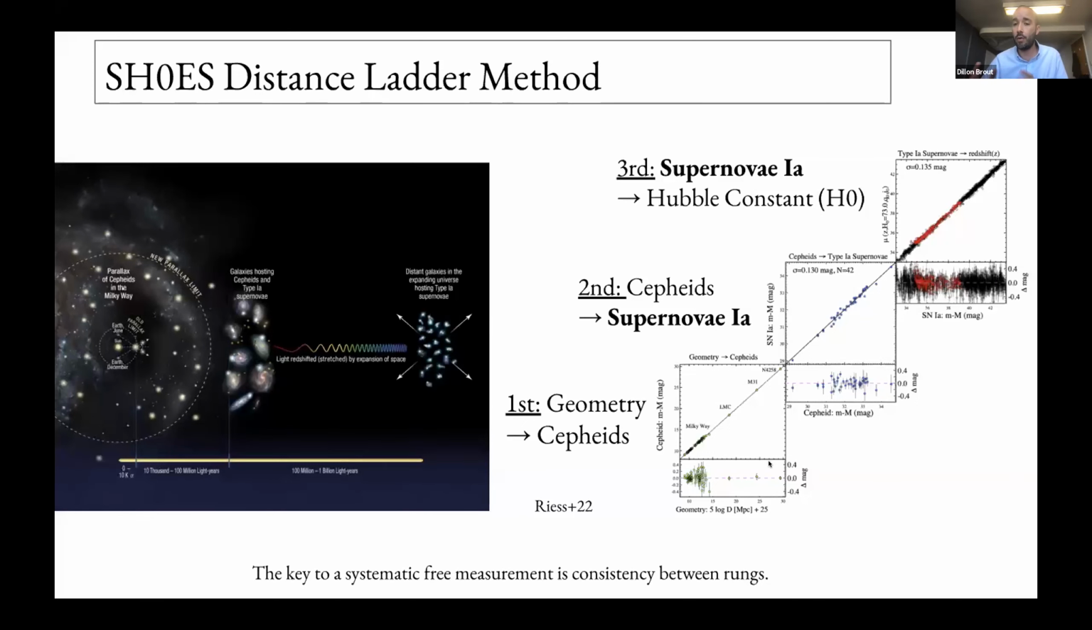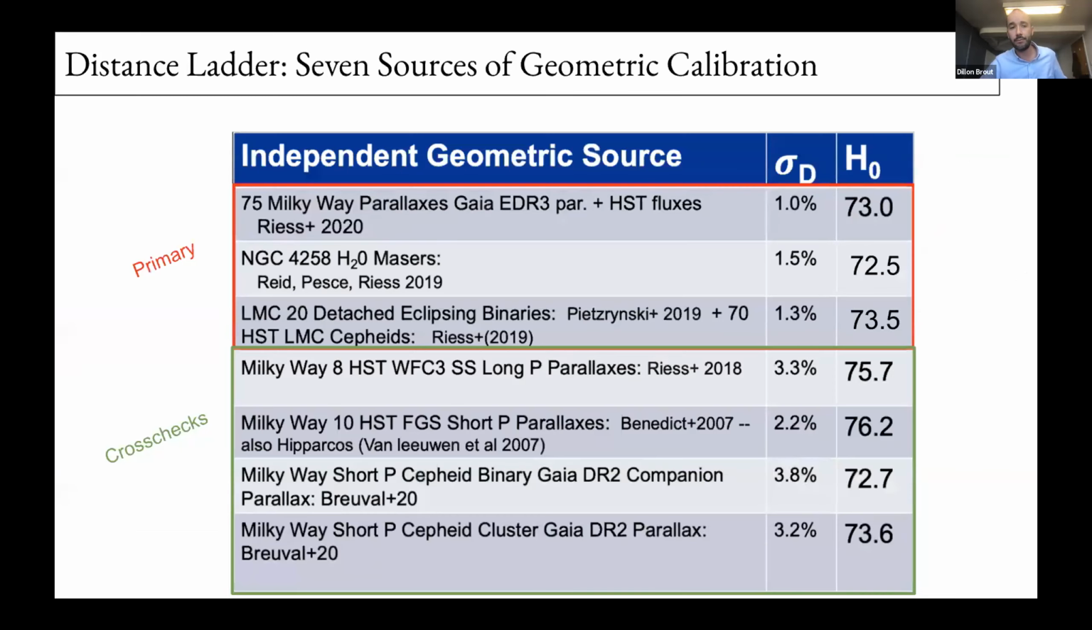It's a really robust method against systematic uncertainties, as long as those systematics that could potentially creep in are consistent amongst the rungs. They will cancel out. And I'm going to detail that a little bit more in a second.